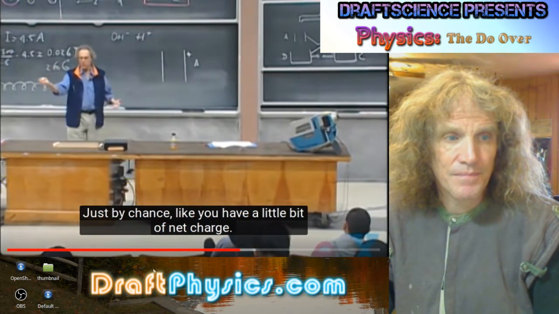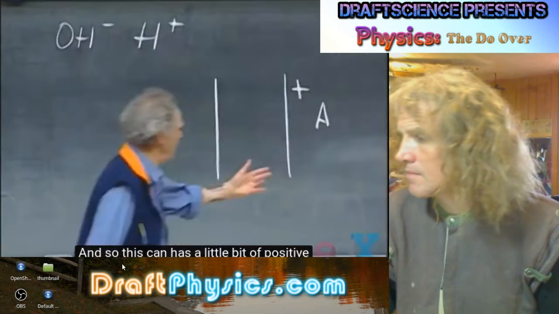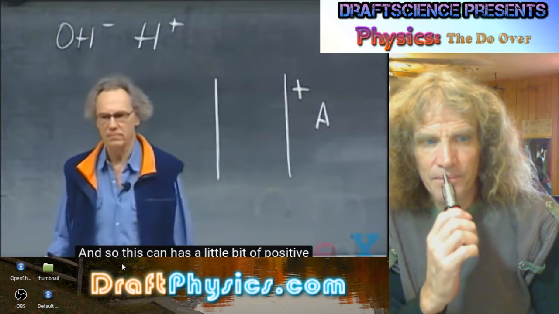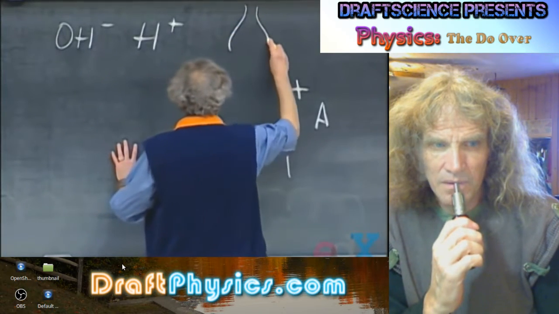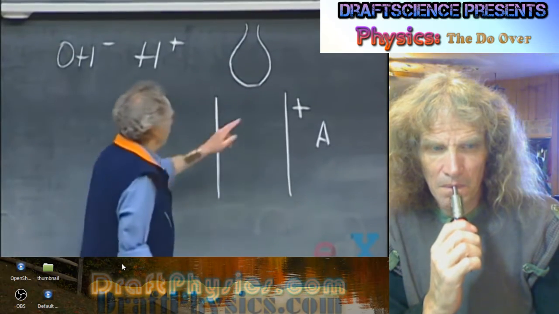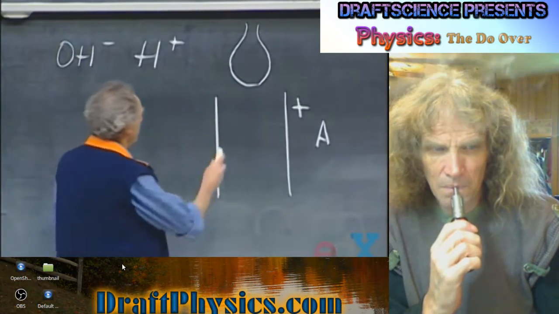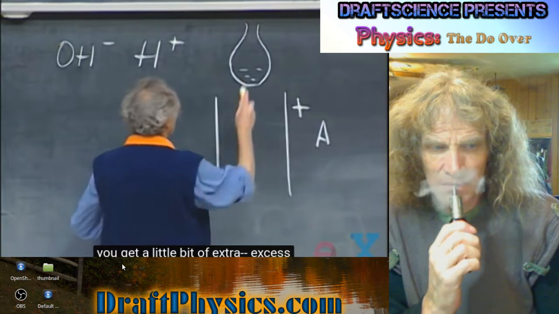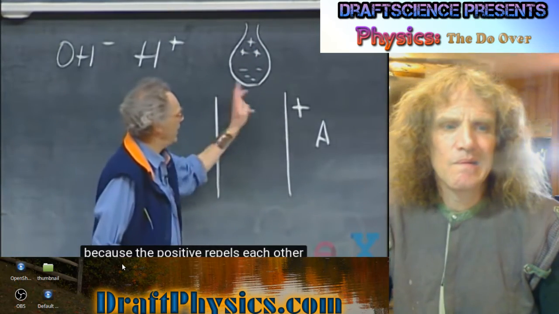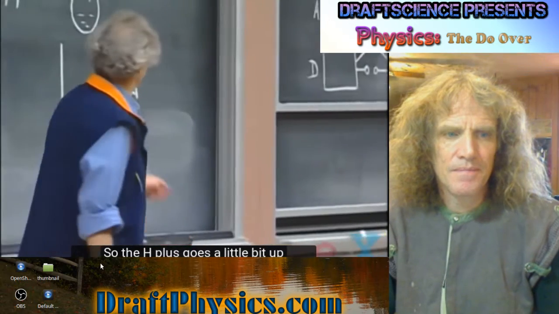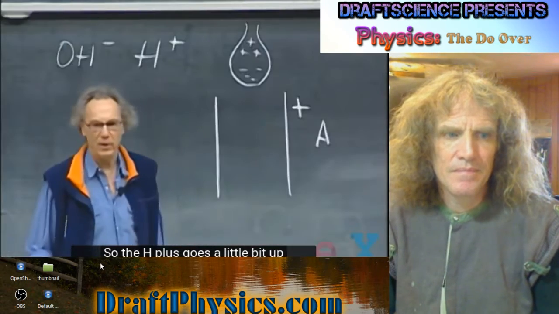It's like you have a little bit of net charge. You're not completely neutral. And so this can has a little bit of positive extra charge. And now here is the drop from the spout. What's going to happen? Through induction, through polarization, you get a little bit of excess negative charge here and a little bit of excess positive there, because the positive repels each other and the negative is being attracted. So the H plus goes a little bit up and the OH minus comes a little bit down.